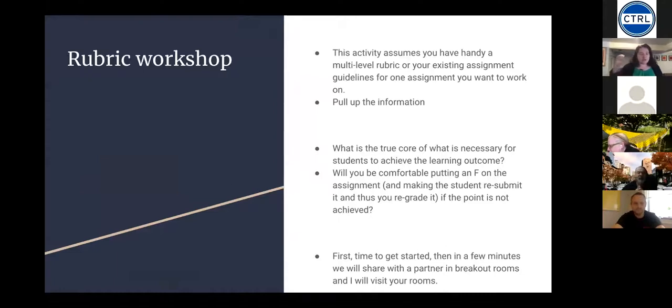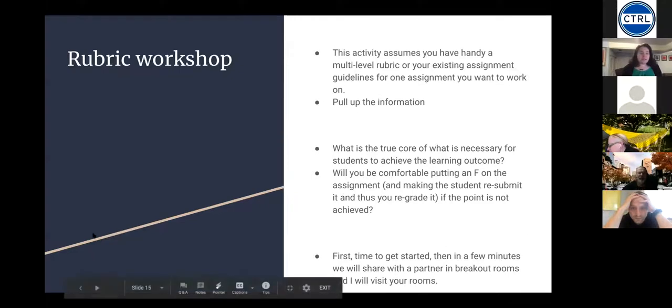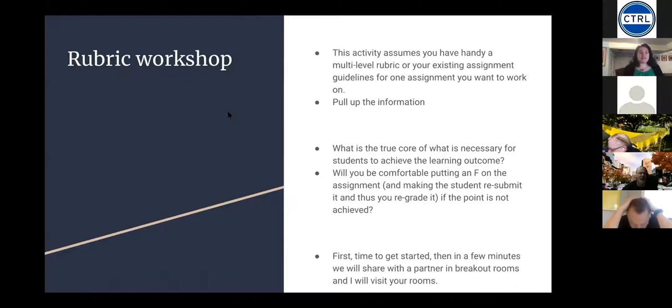So whether you set your level at a B minus, B plus, A, whatever it happens to be, what is really necessary for this? And also, if a student doesn't do the point, would you be comfortable with failing them for that, right? That makes the grading much easier if you've made that decision up front.